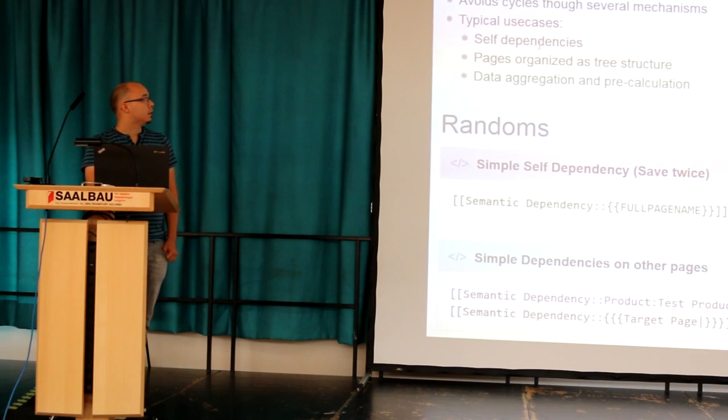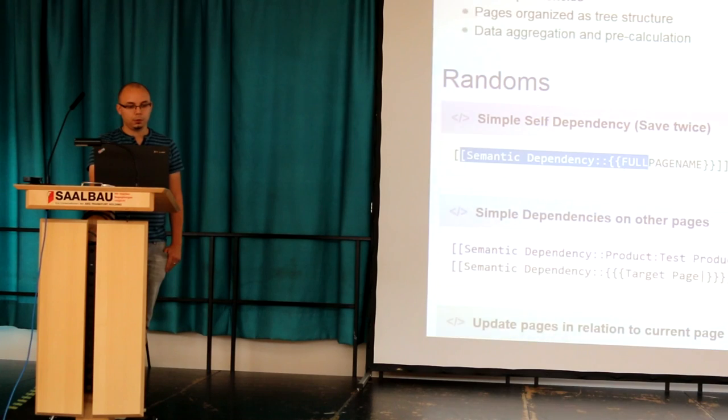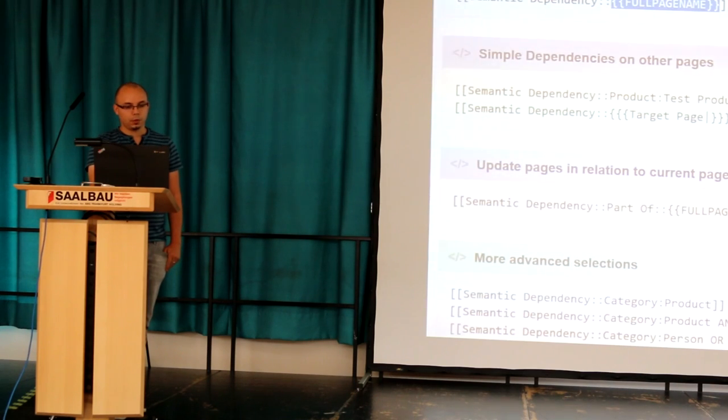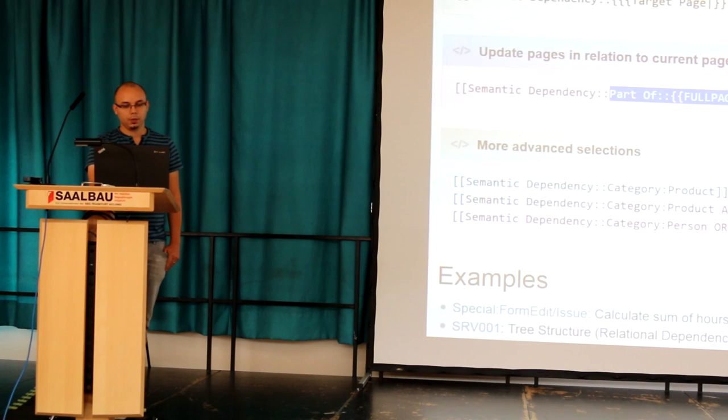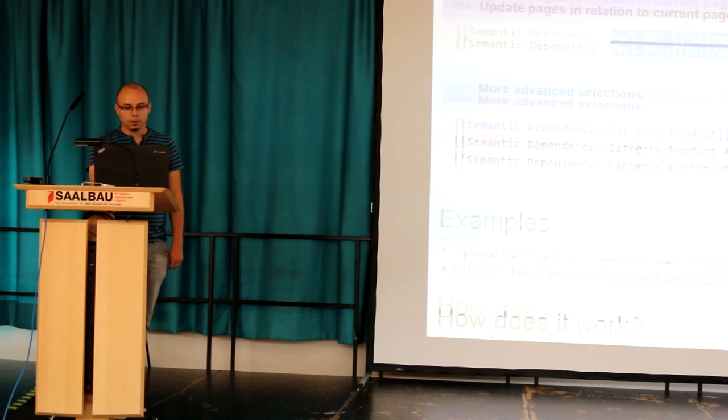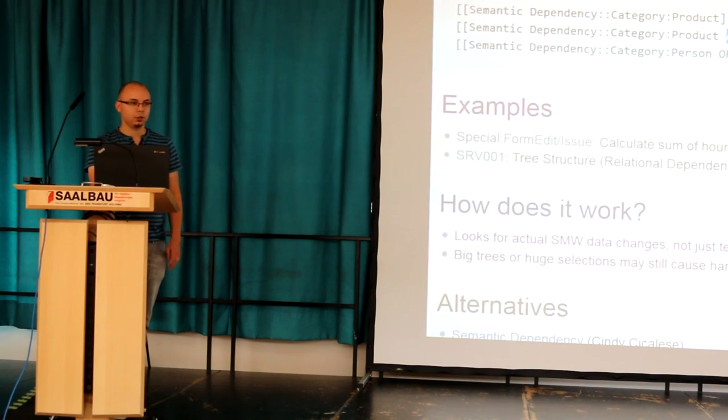Okay, and there are some use cases like self-dependencies. So a page, for example, needs to calculate a sum of some things you've already created. Then you need to save a page twice to get the right calculation, so you can handle that. It looks like that. We've got a semantic dependency, and its target is the full page name, so it's itself. You can have dependencies on other pages, just provide the name or through an argument. Or you could provide a query, so every page that is a part of the current page that is evaluated, and those will get updated. And if you really need it, you can have AND and OR conditions, so you can have pretty much any ask query you want.